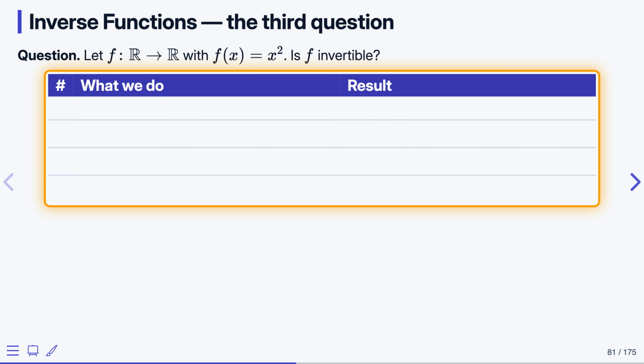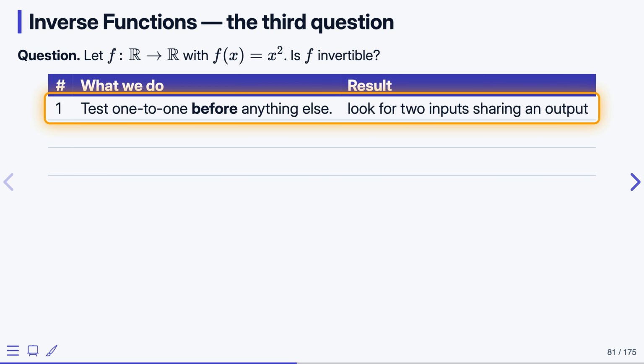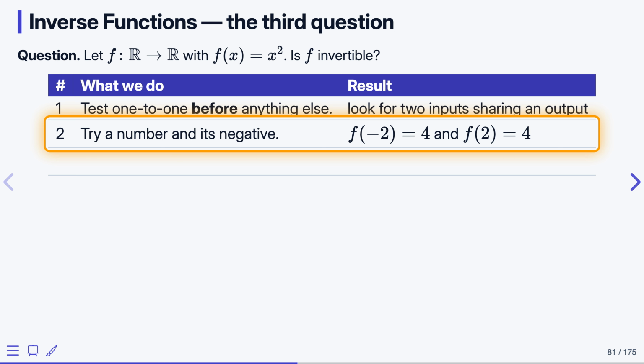Now the third question. f goes from the real numbers to the real numbers, and f of x equals x squared. Is it invertible? Step 1. Test 1 to 1 before you do anything else. That means looking for 2 different inputs that share an output. Step 2. Squaring kills the sign, so try a number and its negative. f of minus 2 is 4, and f of 2 is also 4. 2 different inputs, 1 output.